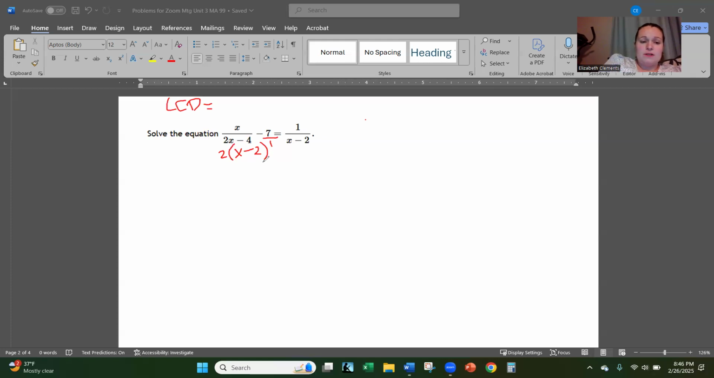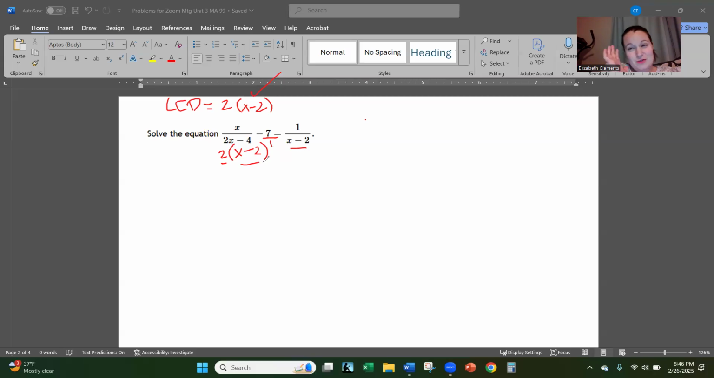So for our least common denominator, we know we need a 2 here for this part, and we need an x minus 2. And then this over here is covered by that x minus 2. So our least common denominator is 2 times x minus 2. So each part needs to have that.